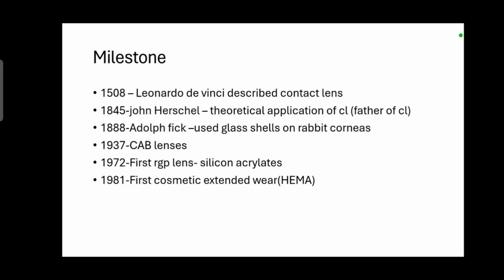In 1937, CAB lenses were introduced. CAB means cellulose acetate butyrate. In further classes, we will study the materials of the contact lens, and in that topic we will discuss CAB lenses in detail. Next, in 1972, the first RGP lens was introduced. It is silicone acrylate. Next, in 1981, the first cosmetic extended wear lens was introduced. That is HEMA.